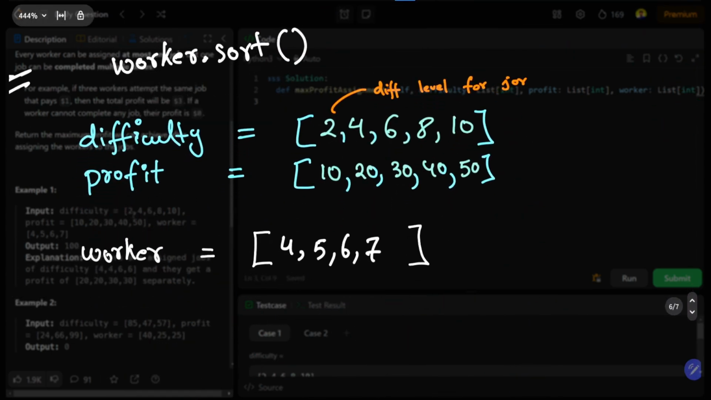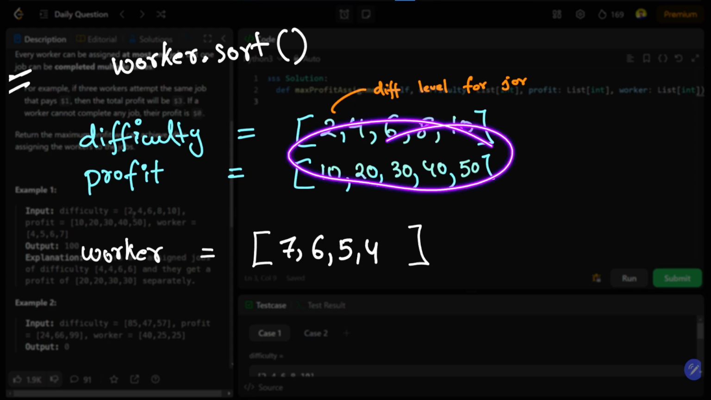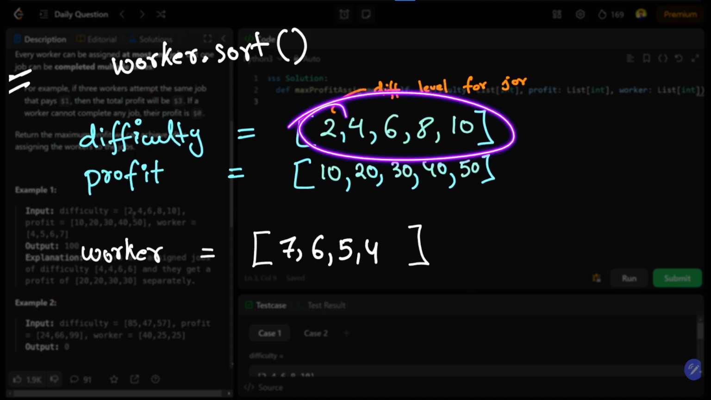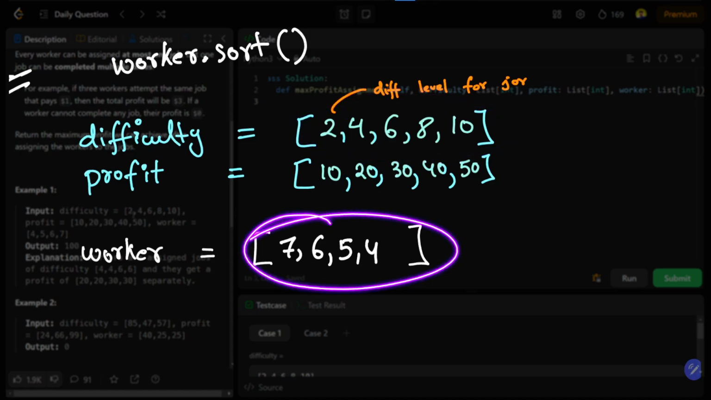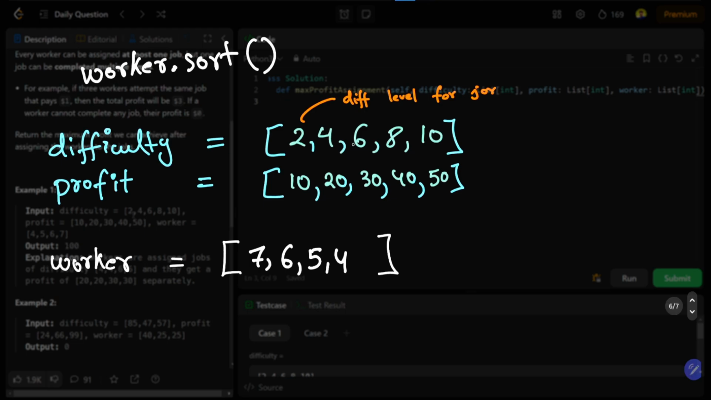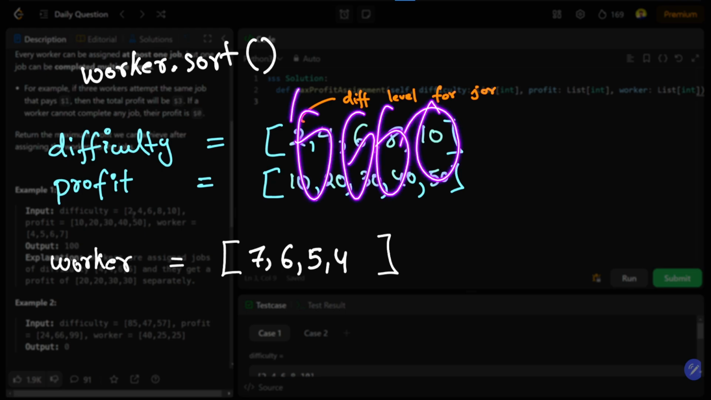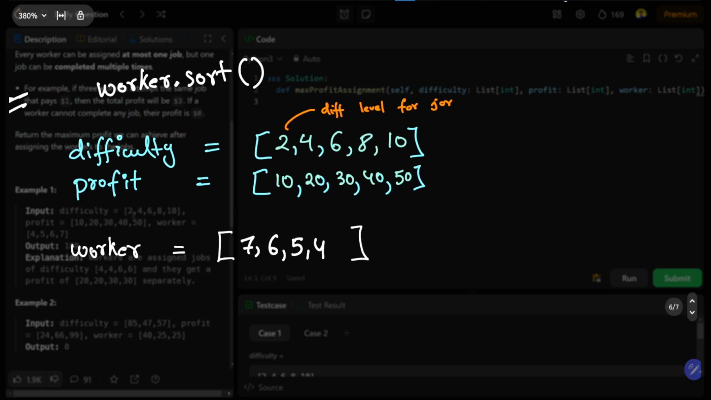But for this case, we need to sort this in descending order. I'll let you know why. So if you look over here, I have some jobs with some difficulty levels, and I have these workers with some difficulty levels. What if I sort both of them? Let's say I have this particular thing sorted in descending order. The pairs of them will be sorted in descending order.